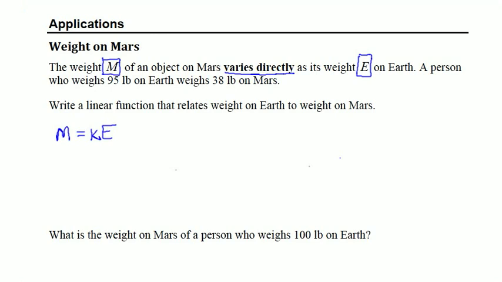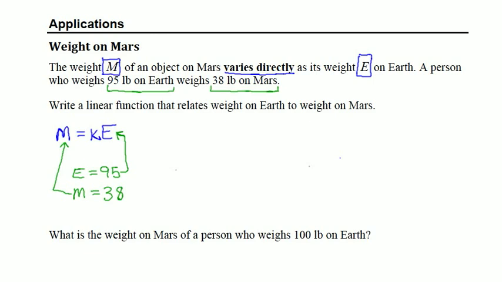Next, we're given an ordered pair. A person who weighs 95 pounds on Earth, that's telling us that E is equal to 95, weighs 38 pounds on Mars. So E is 95 when M is equal to 38. We're given one ordered pair, and we're going to plug these values in to find K. Just like the previous example, our first step is to find that linear function that relates the weight on Earth to the weight on Mars.